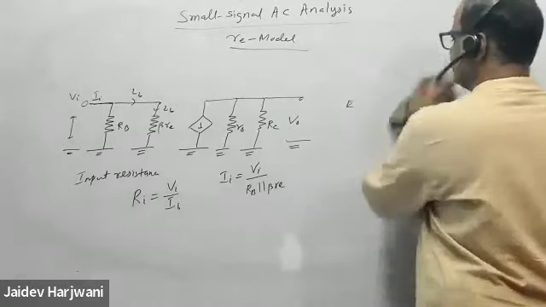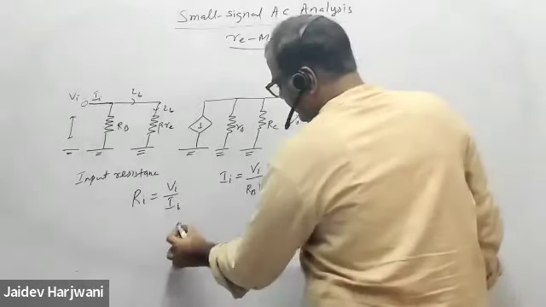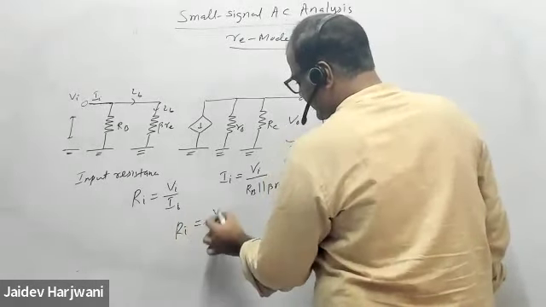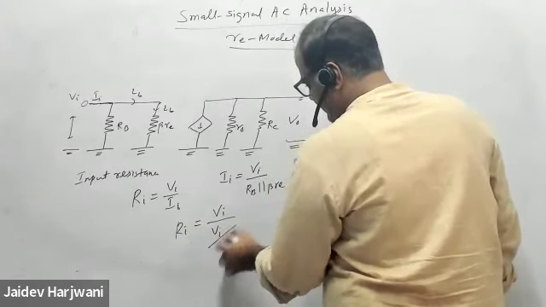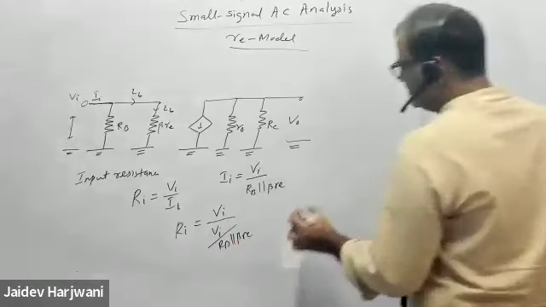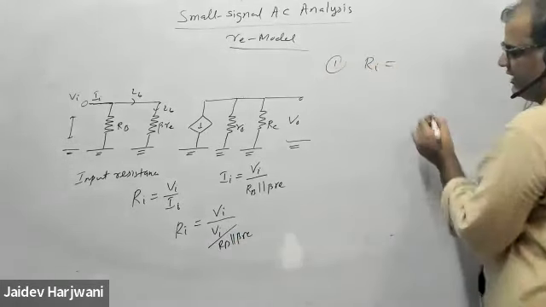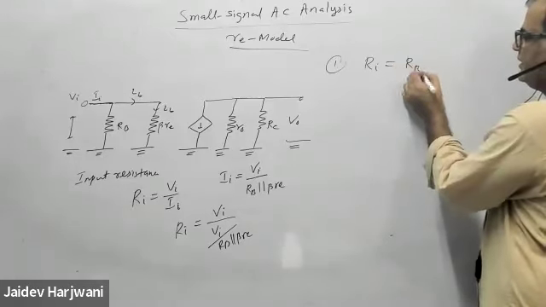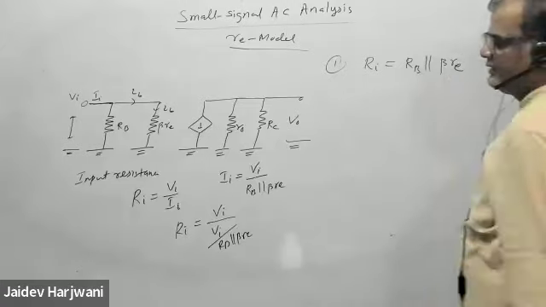Okay, so now this is RI. Put the value of RI equal to what will happen? VI divided by VI divided by RB parallel beta RE. So my number one quantity is RI. What is the value of RI? RB parallel beta RE. That's it.